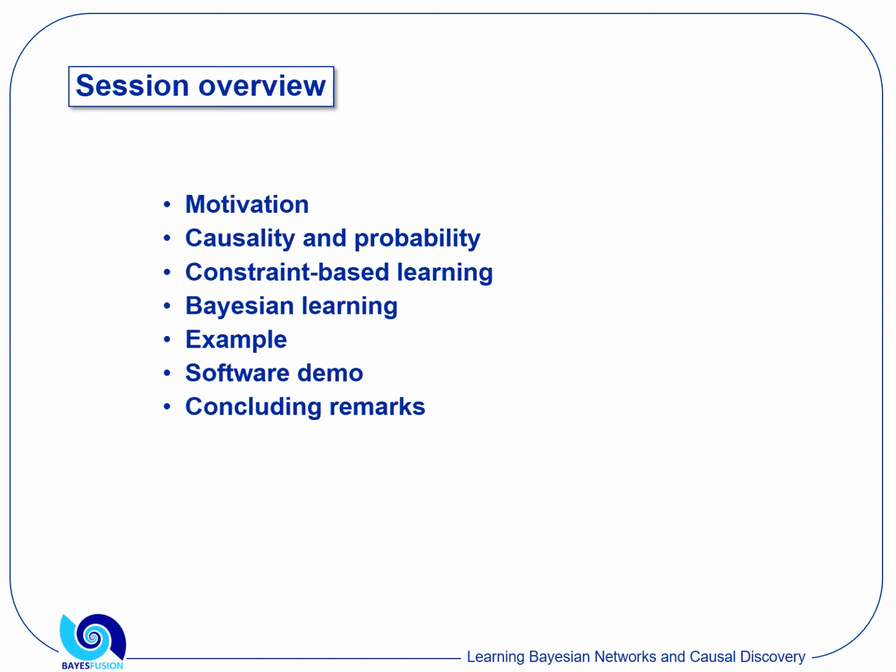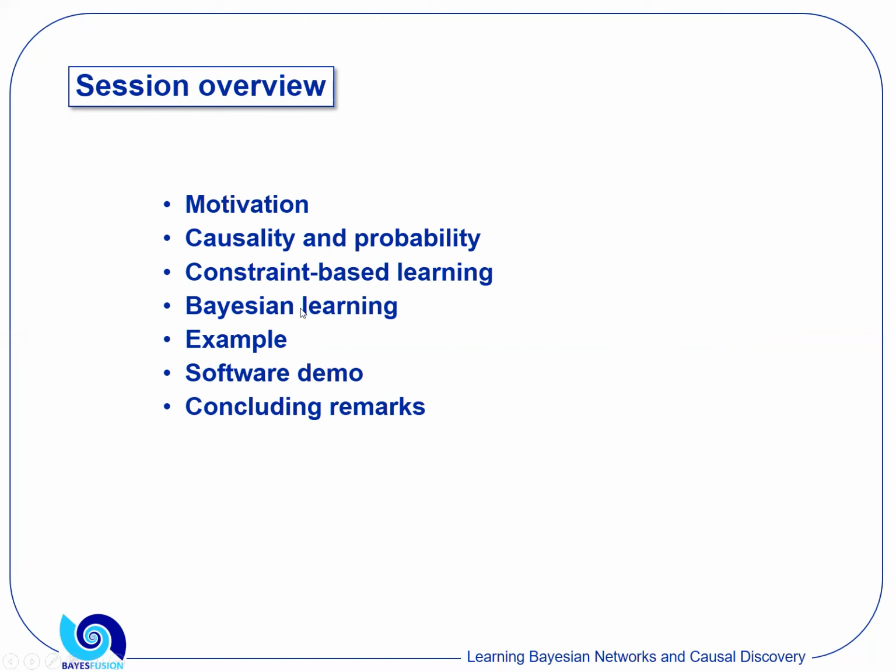Then I'm going to spend a lot of time on the constraint-based learning, which is one of the two major approaches to learning the structure. This approach is much easier to understand in terms of the relationship between causality and probability. Understand why the graphs we are learning can be given a causal interpretation.